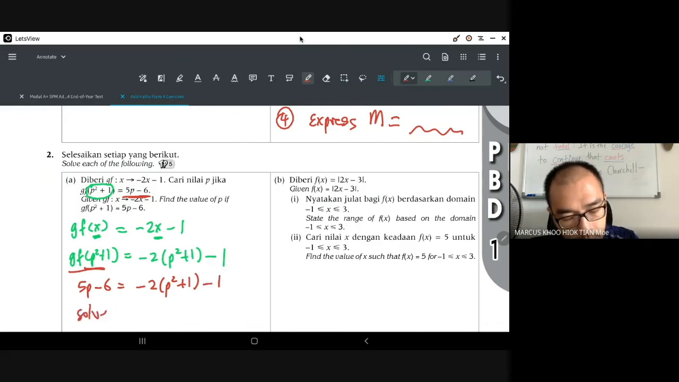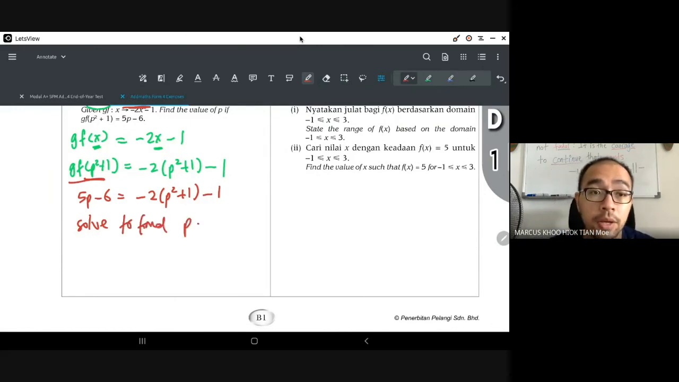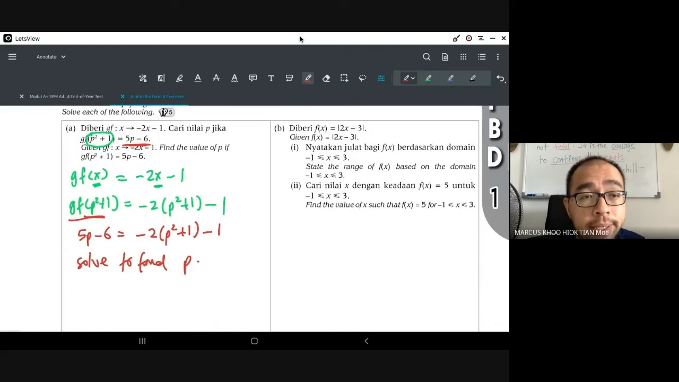Okay, I'm going to show until here only. Solve to find p. It will definitely have a quadratic equation. So find the value of p. So again, everybody, replacing the function, what is inside is correct.